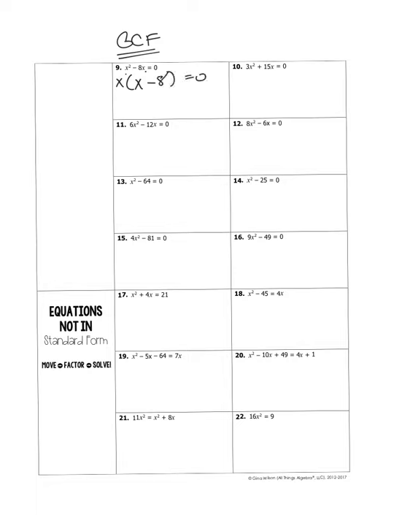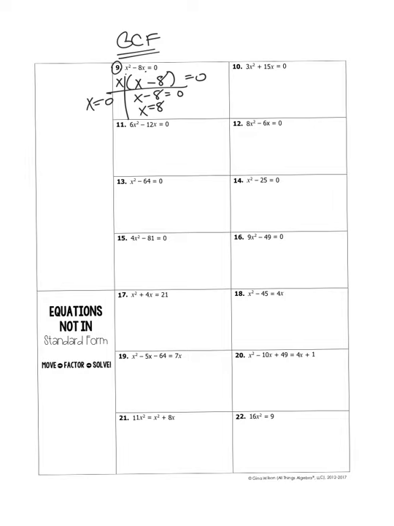If you know how to do a GCF, this one's actually a little easier. X equals 0 and x minus 8 equals 0. Add 8 to both sides and you get x equals 8.